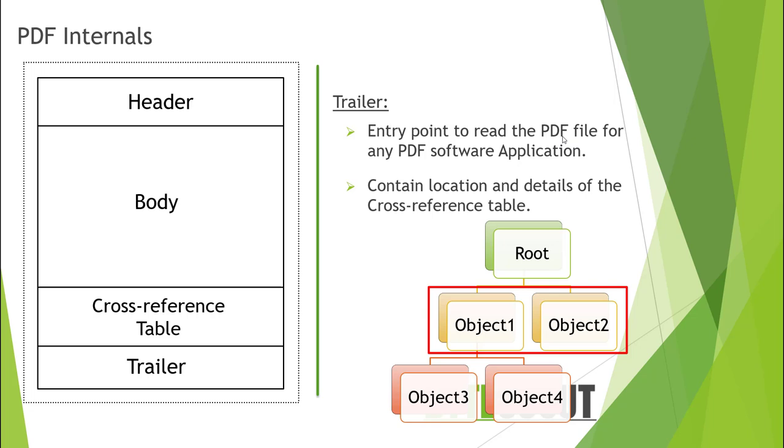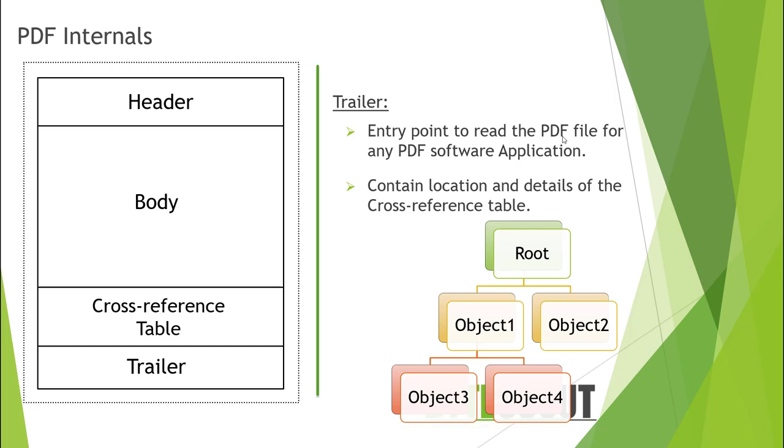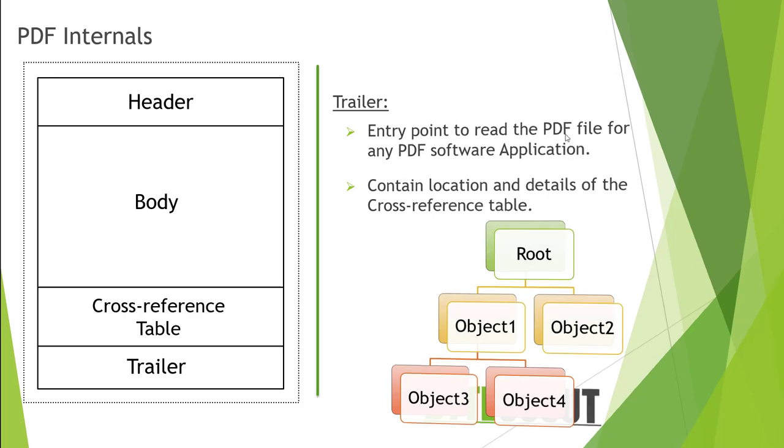Otherwise, it will directly establish a link as a subnode with the cross-reference table. The indirect objects are read one by one and establish a link with subnodes. Likewise, all objects are connected to a tree. Now let's go to that PDF file which we have already opened in Sublime Editor.